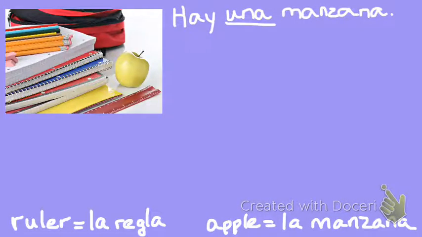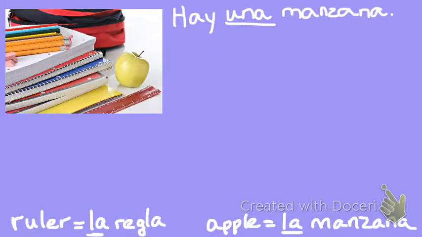Okay, so we're going to do some practice here. I've already given you a picture, and I've given you 2 new vocabulary words that are in this picture. So for practice purposes, I'm going to let you know that ruler is la regla. Notice it's feminine. And apple is la manzana. Notice that is also feminine. So if I wanted to look at this picture and say there is an apple, or there is 1 apple, I would say hay una manzana.